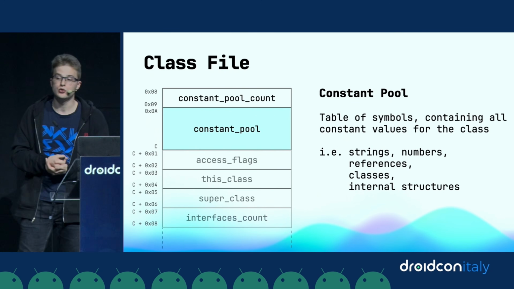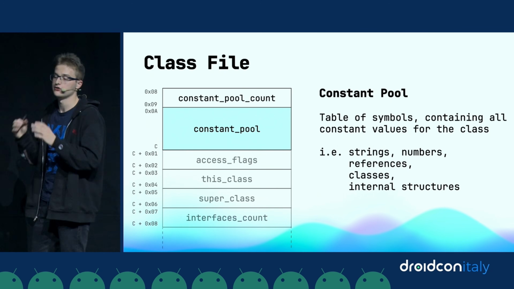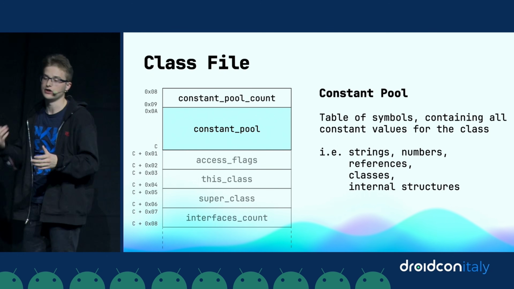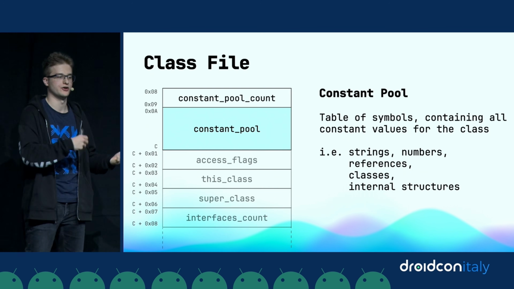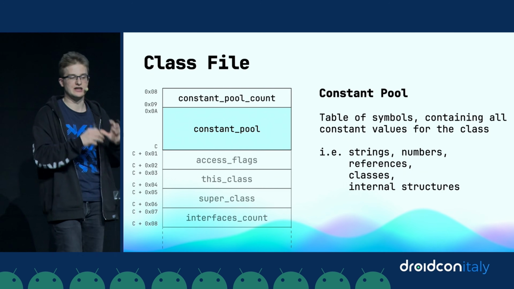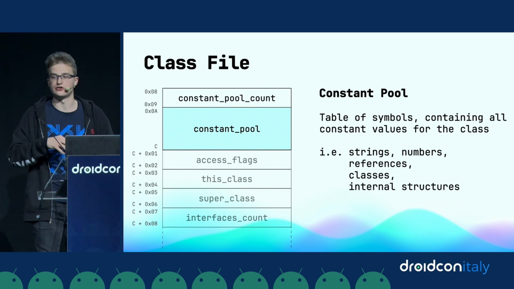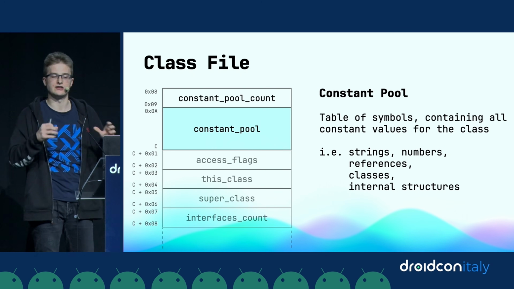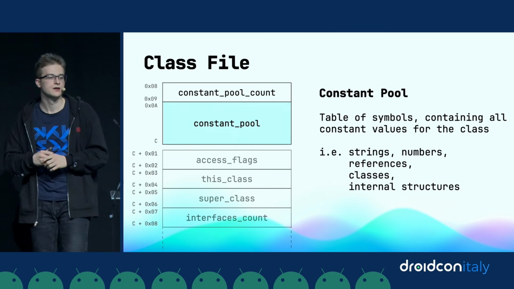Then you have the constant pool, which is basically where all the constants, be it numbers or strings or properties or other things, end up finishing in the final class file. And it basically contains everything, and it is all in one place.